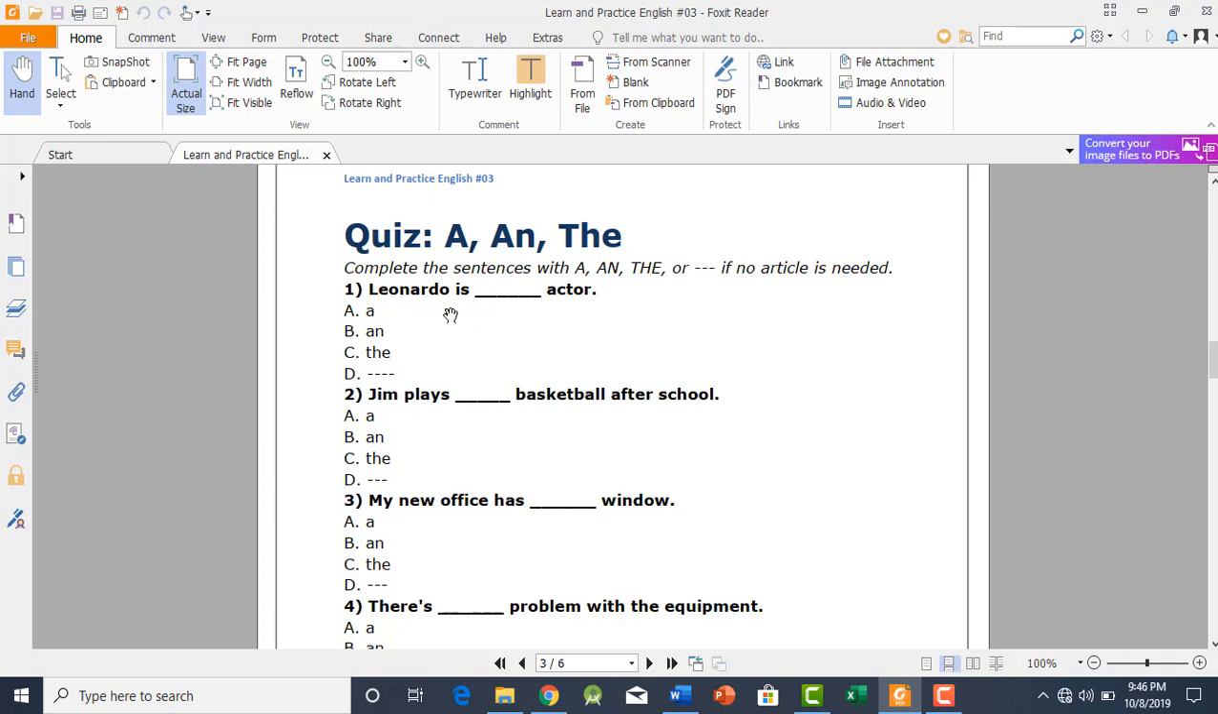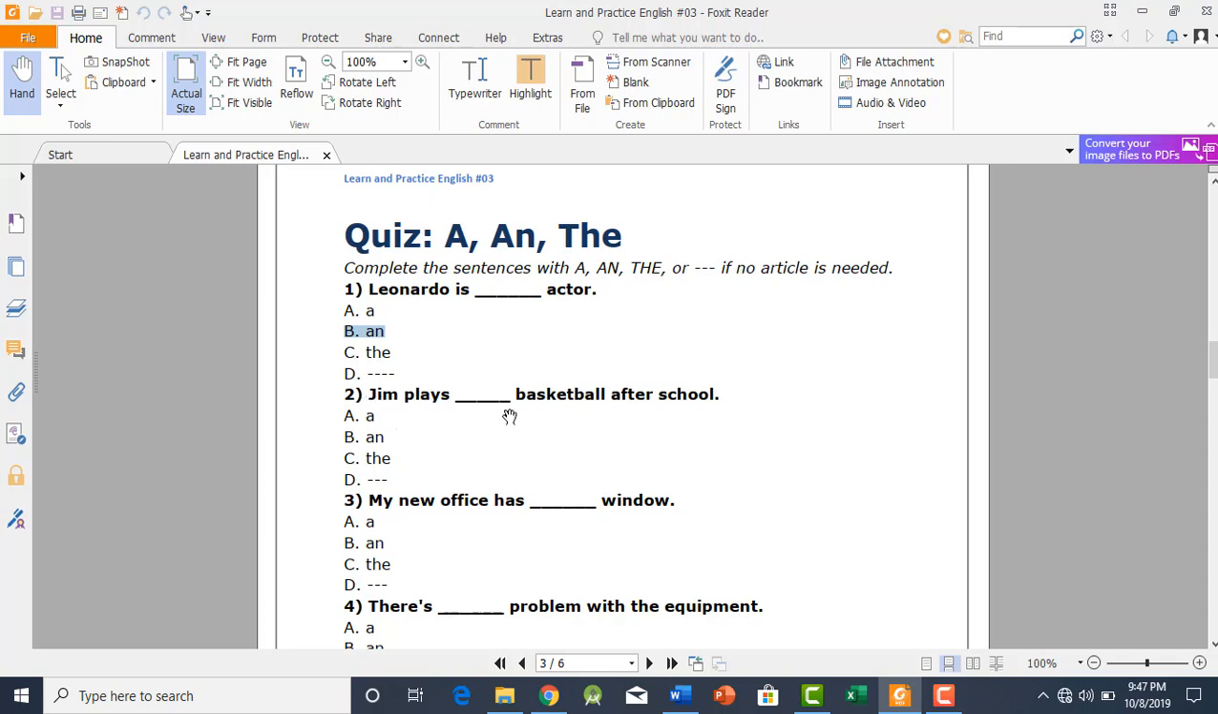The first quiz question is Leonardo is dash actor. Actor is simply an actor. But we have to see the sound of the vowel. Although it has a vowel, the sound of the vowel is also the same, a like in actor. So we have to use an because it sounds like the vowel a. So option B is correct in that situation.